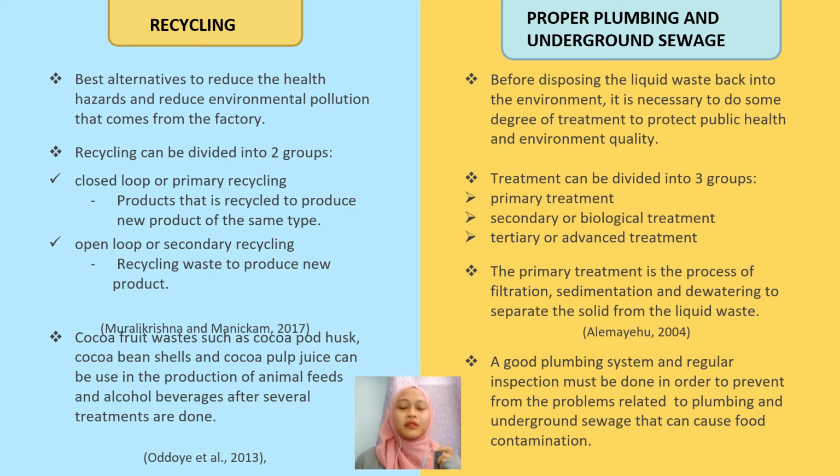The treatment can be divided into 3 groups, which are primary treatment, secondary or biological treatment, and lastly, the tertiary or advanced treatment. Firstly, the primary treatment usually involves the processing of filtration, sedimentation, and dewatering to separate the solid from liquid waste before they are disposed into the environment. Then a good plumbing system is also very important in order to prevent problems related to plumbing and underground sewage, which can cause food contamination.